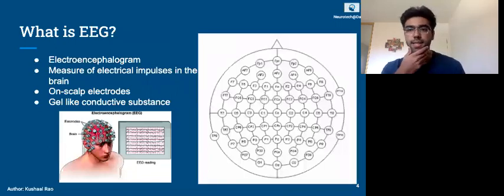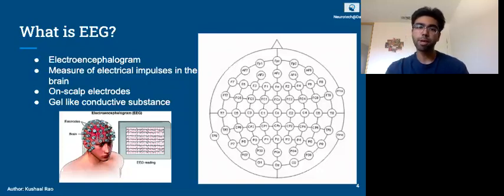So what exactly is an EEG? EEG stands for electroencephalogram or electroencephalography. It is the measurement of electrical impulses in the brain. So the brain, or I mean, all muscles in our body to a certain extent are electrical organs. They're conductive, they give off electrical signals. The brain obviously is the hub for all of those signals, and EEG is the measurement of all this electrical activity going on in our brain.